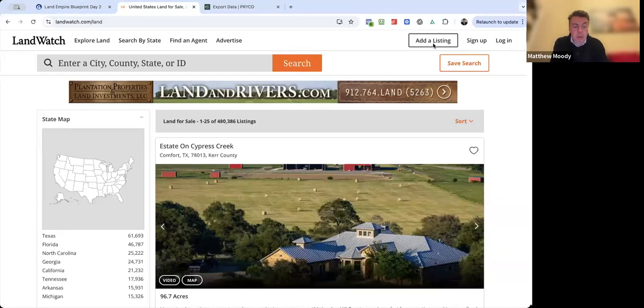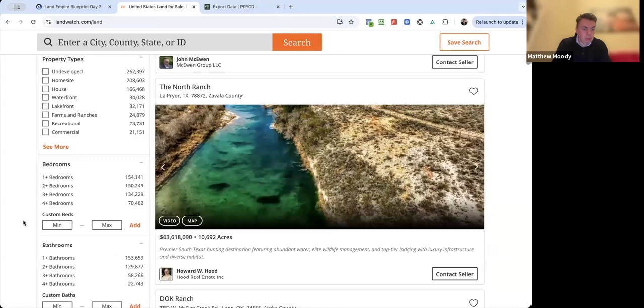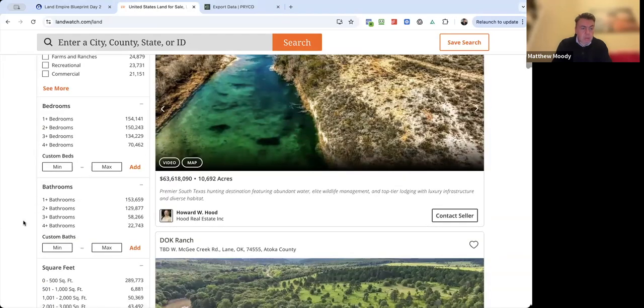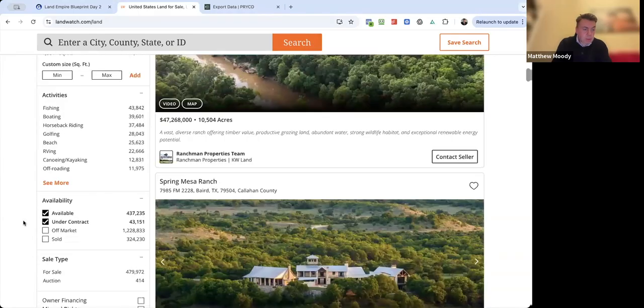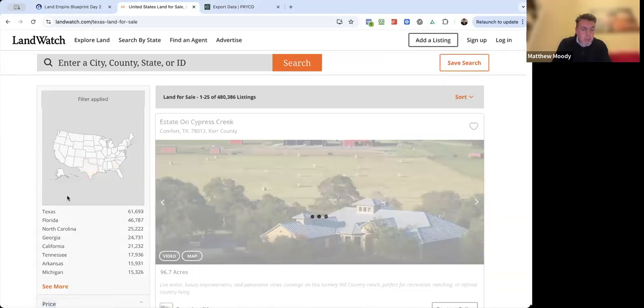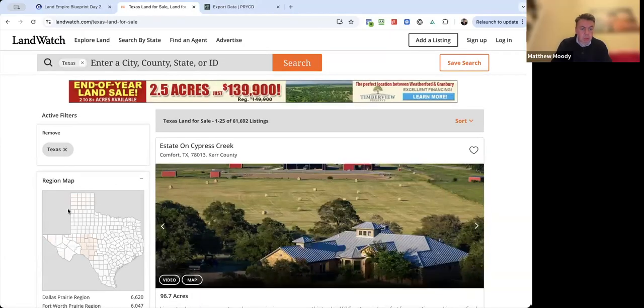And what we're going to be doing is just getting some data from here to show you how easy it is. So I'm going to start by just selecting Texas. So down this left-hand side, you've got a whole bunch of stuff you can choose. So the parcel size, property types, bedrooms and bathrooms, because this also does have houses on, availability, sale type, etc. So I'm going to choose Texas. And that's going to basically drill down to Texas.